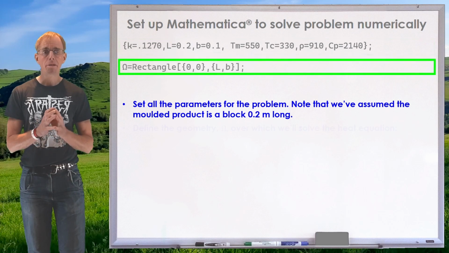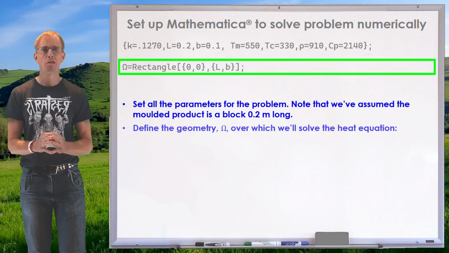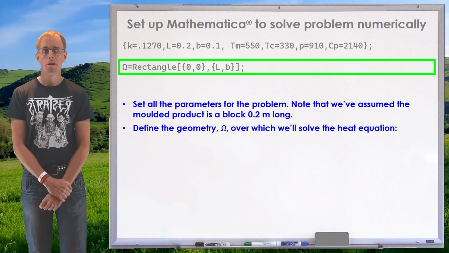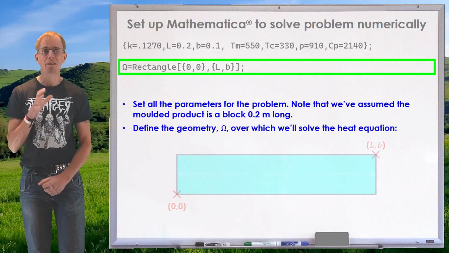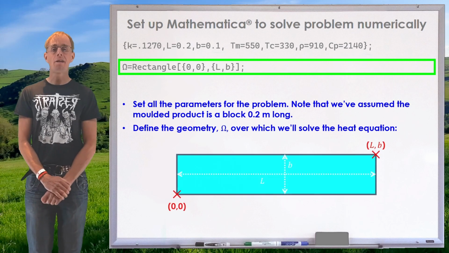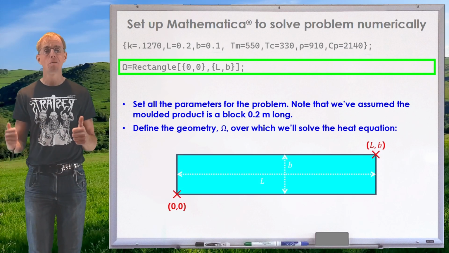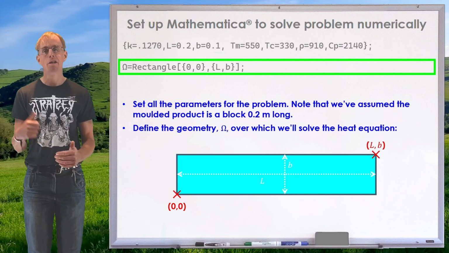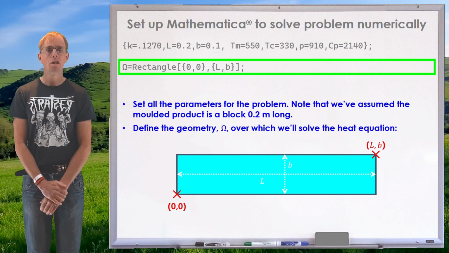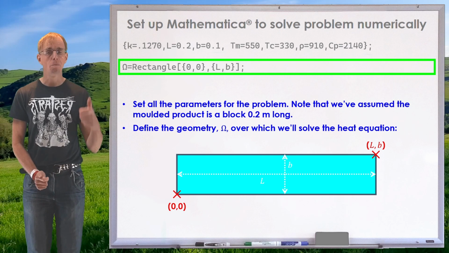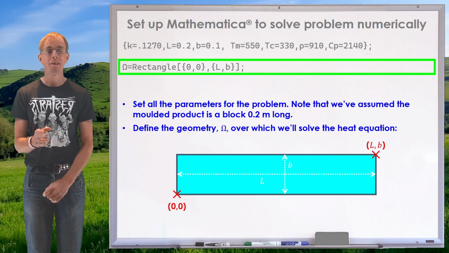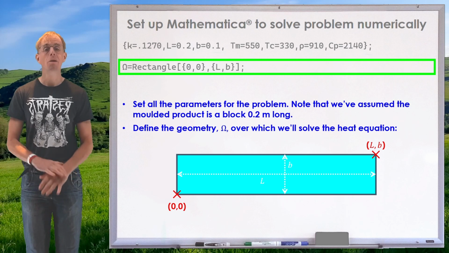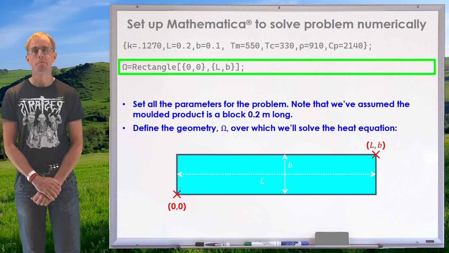As before, the next thing I do is specify the geometry on which the equations are going to be solved. And remember, the rectangle definition in Mathematica takes just 2 corners, the bottom left corner and the top right corner. And I've assumed again that the bottom left corner is at the origin of my geometric domain and the top right corner is at the length and the breadth of my geometric domain. So same geometry as last time.